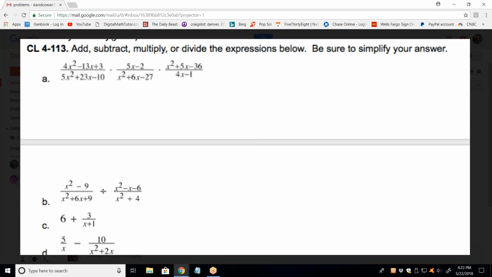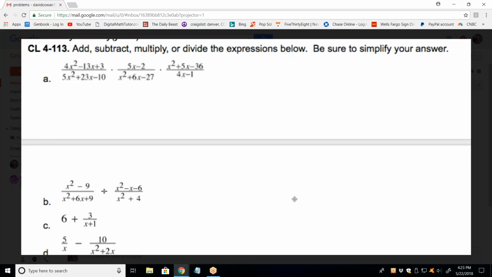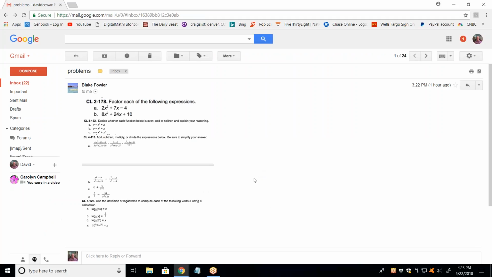Is that the bottom of the page? Yeah, that's the bottom. Oh, good. I wasn't sure. And then we have another page here. Let's have a look at this.